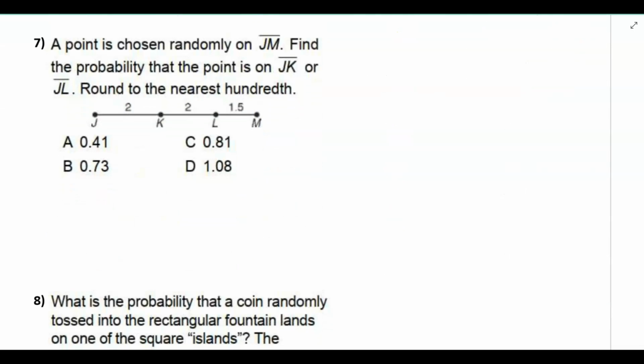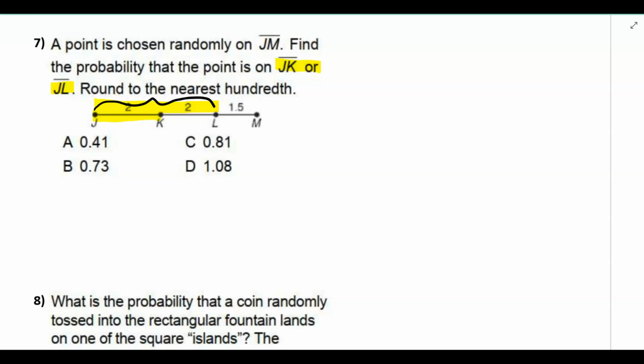Number 7. This is similar to the ones at the top. A point is chosen randomly on JM. Find the probability that the point is on JK or JL. So on JK or JL, that means I want it to land within this space or within this space. So here's kind of a trick question. It's not doubling the probability of it landing within JK. It's kind of setting it up as a trick question because that really means as long as it lands somewhere within JL, it satisfies this, right? Because if it lands within that whole space, it did land within JK or it landed within JL.